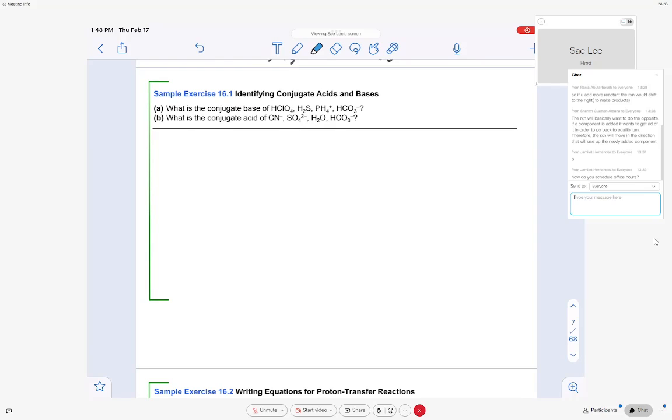All right, let's try a sample exercise about conjugate acids and bases. So for A, we need to find the conjugate base of the following acids, okay? In order to find the conjugate base, we simply have to remove a proton from these acids.